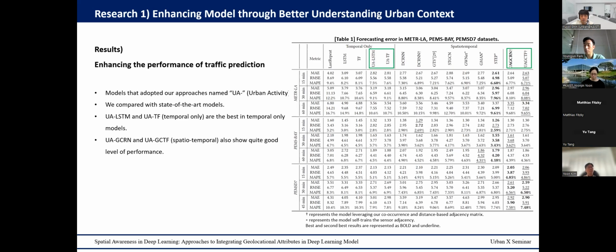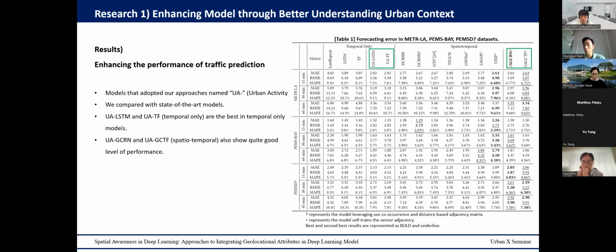And the metrics are related to prediction error. So our model, in comparison of temporal-only models, our models UA LSTM and UA transformer show improvement over other baselines, LSTM and transformer. And for spatial temporal models, our UA GCRN and UA GC transformer models demonstrate quite a good level of performance. It is not the best state of the art, but depending on the experimental conditions, the model performance is ranked from first to third.